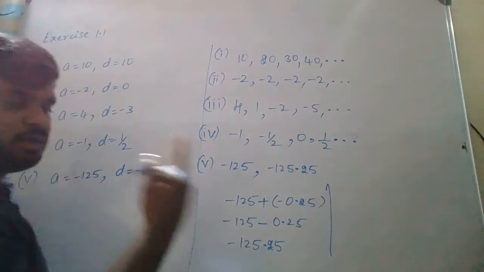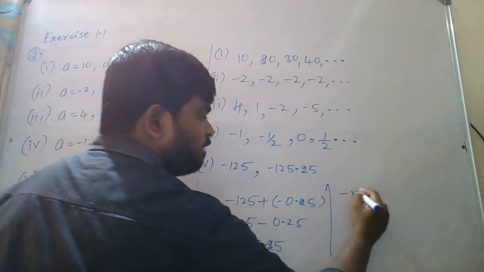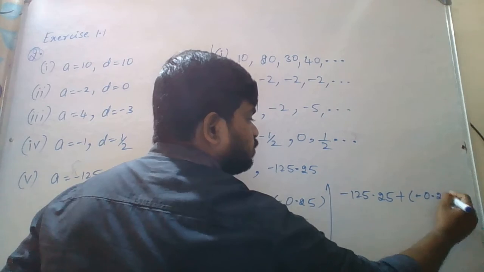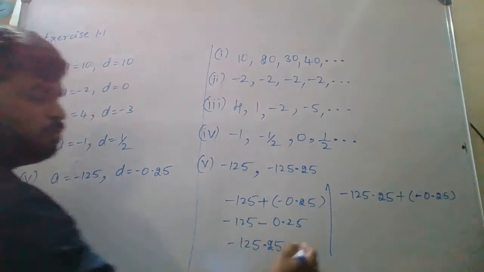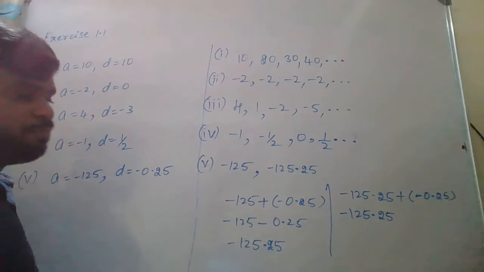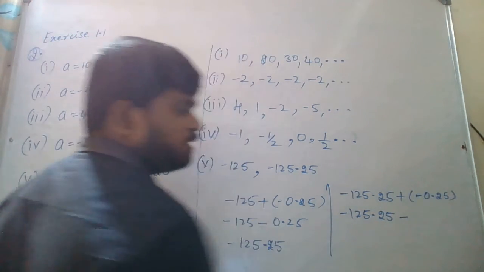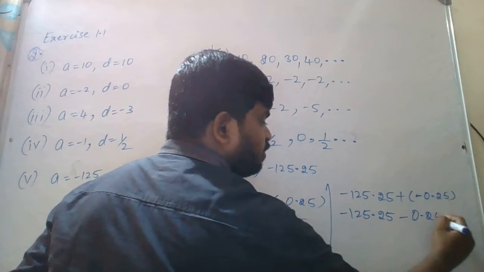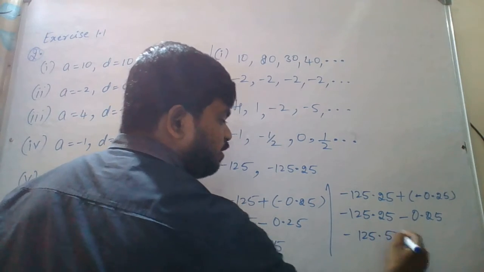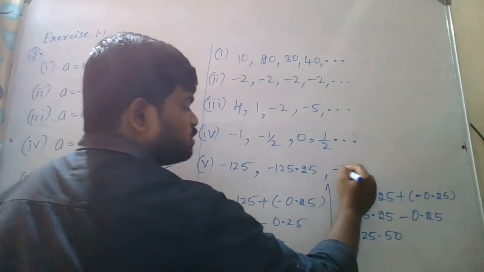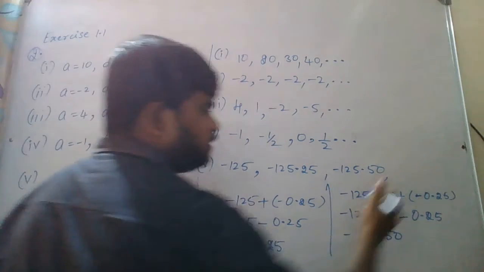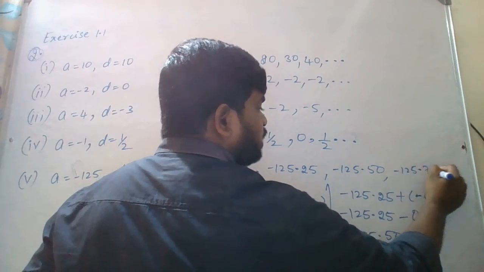How do I get the next one? For this, I have to add d value. Let's find d value. Minus 125.25 plus into minus is minus 0.25. Again, both have got the same sign. So it will become minus 125.50. To get the next one, again we have to add d. If you add it, you get so much.